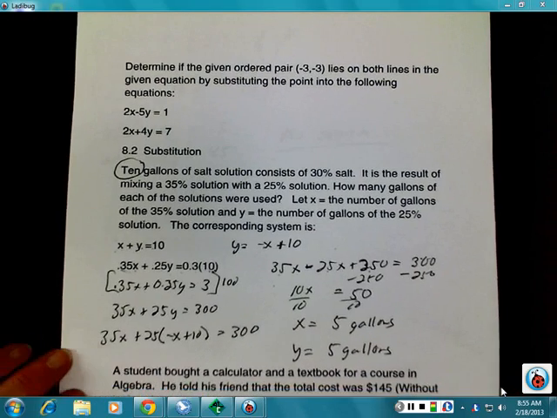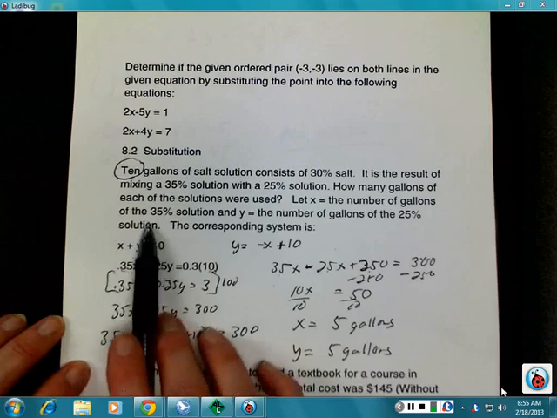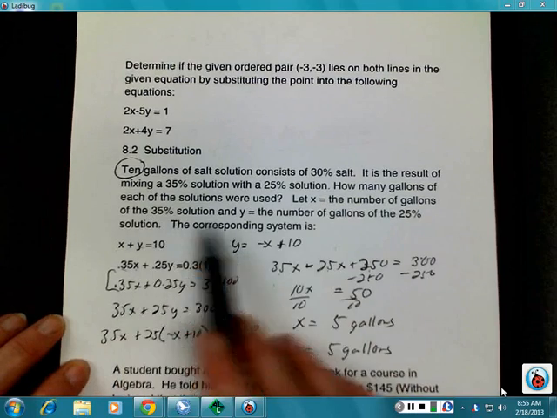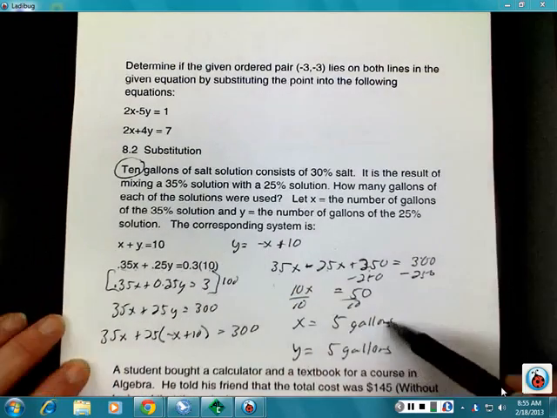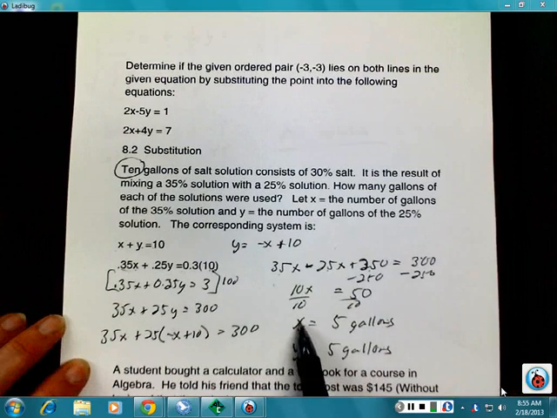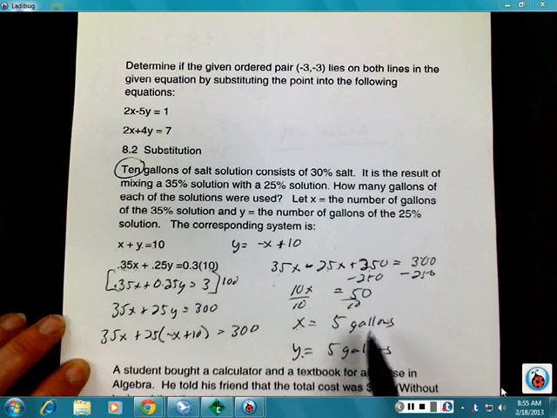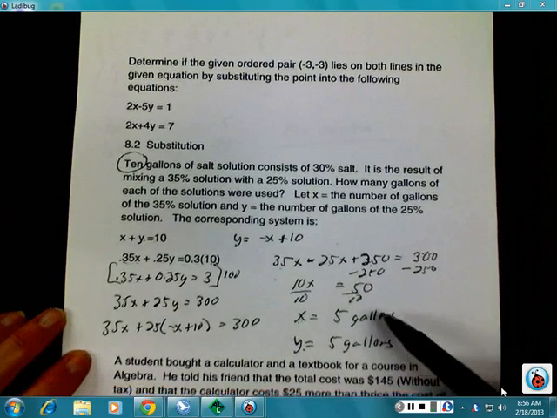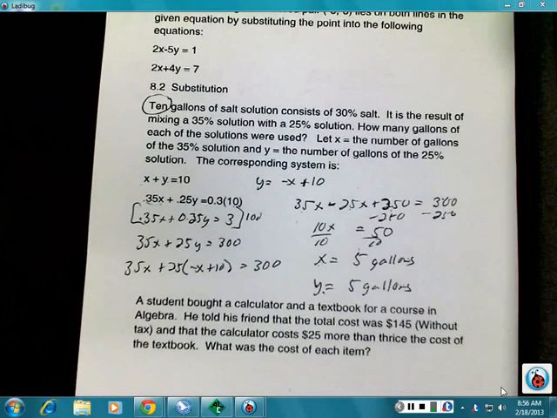Now, in Hawks, it will say how much of the 35% and how much of the 25%. So you have to be really careful and make sure that you know x is with the 35, and y is with the 25. Because if you get these mixed up, it's going to mark it wrong in Hawks. Okay? So make sure that you get your two pieces in there that you happen to have with that. Yes or no?